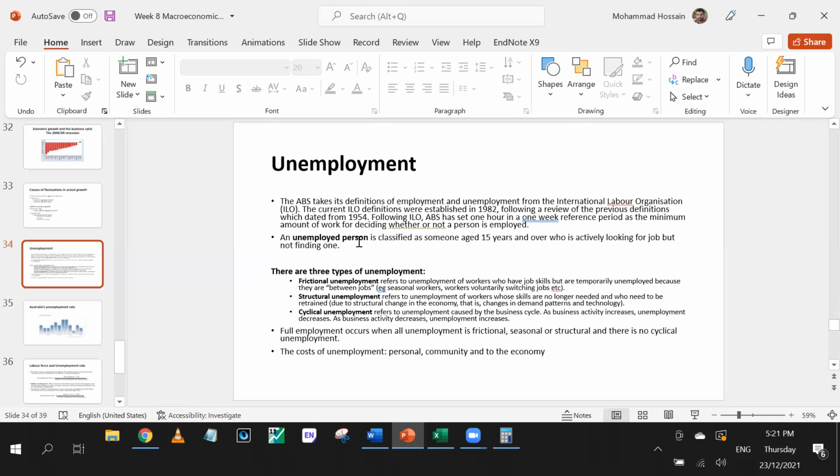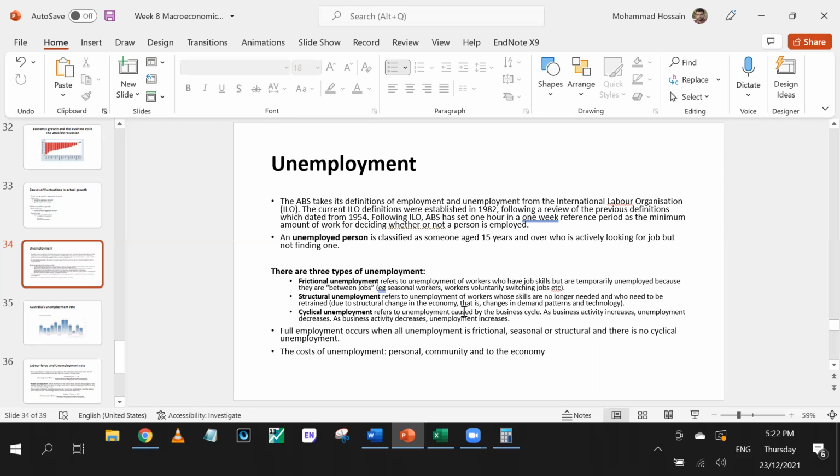Now let's talk about unemployment. What is unemployment? An unemployed person is classified as someone aged 15 years and over who is actively looking for a job but did not find one in the last 4 weeks, I think. Okay, that's an unemployed person. If someone was looking for a job but is not looking anymore, that person is not called unemployed. That person is called not in labor force. Okay, so there are 3 different types of unemployment.